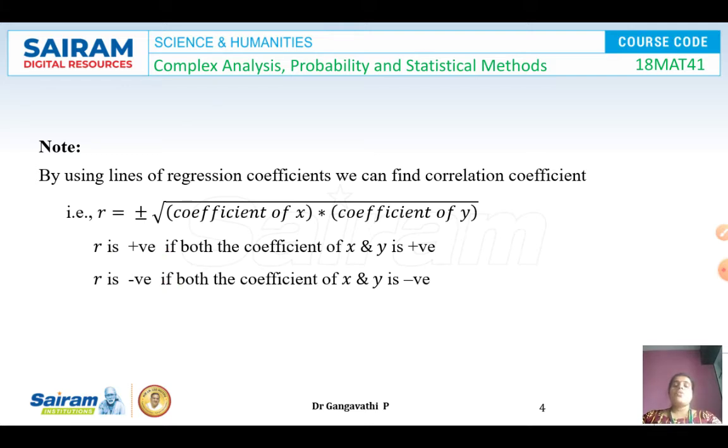When we check the coefficients of x and y from the regression lines, if both the coefficients are positive, then we conclude r is a positive value. If both happen to be negative, then r is negative. So while concluding the correlation coefficient, we have to see the sign given for it, and accordingly we will write the values.